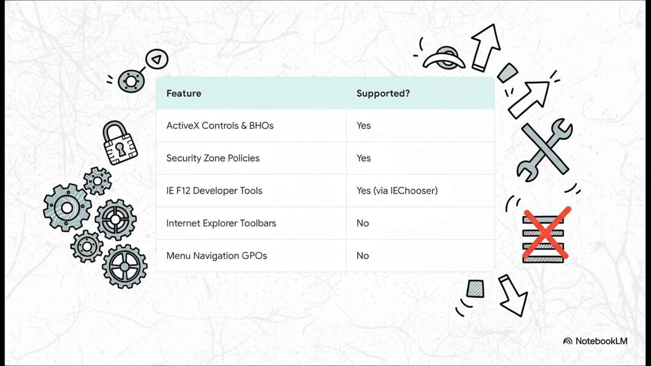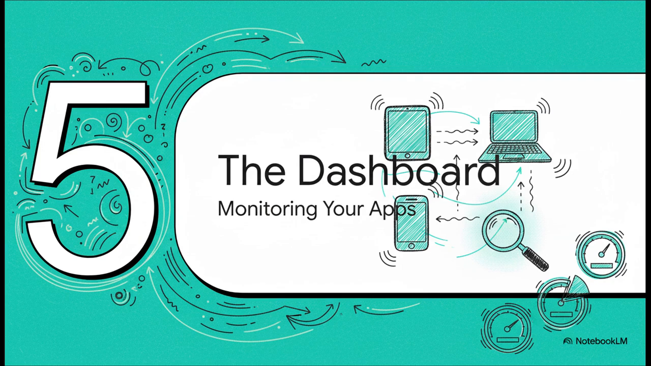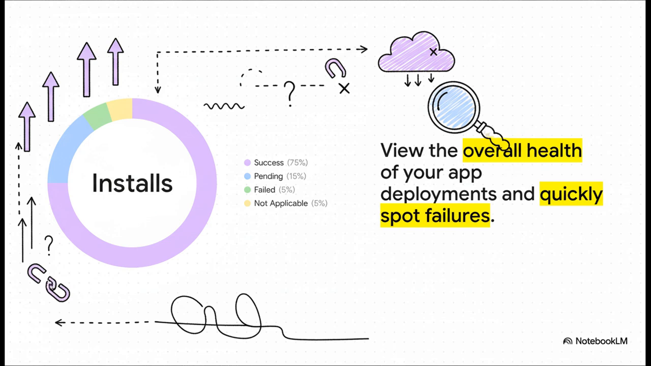Okay, so we've deployed our apps, we've bridged the legacy gap with IE Mode. The final piece of our blueprint is monitoring. How do you actually keep an eye on everything you just set up? Well, Intune gives you this really clear, high-level view with its app install status report. You can see at a glance the percentage of successful deployments, what's still pending, and, most importantly, where things are failing so you can jump in and start troubleshooting.